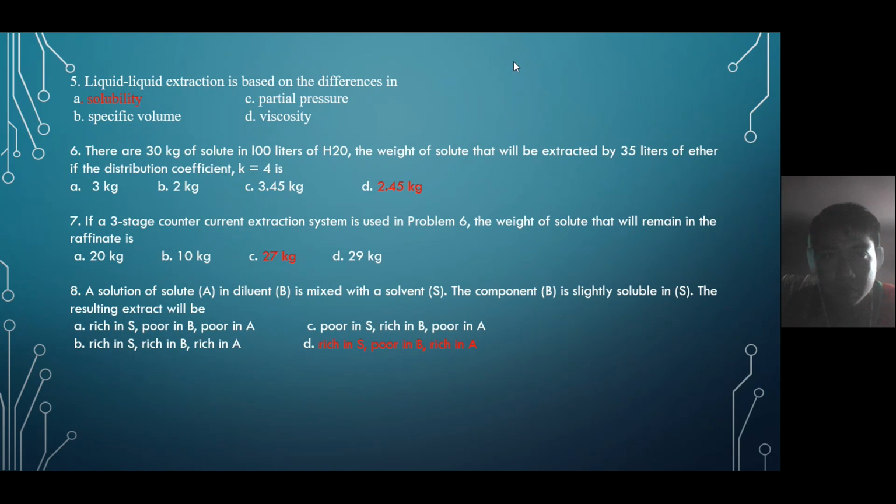Number 5. Liquid-liquid extraction is based on the difference in A, solubility, B, specific volume, C, partial pressure, and D, viscosity. Our answer would be A, solubility, because solvent extraction is a method of separating compounds based on its relative solubilities. This treatment method entails the use of a solvent, which is a liquid capable of dissolving another substance.